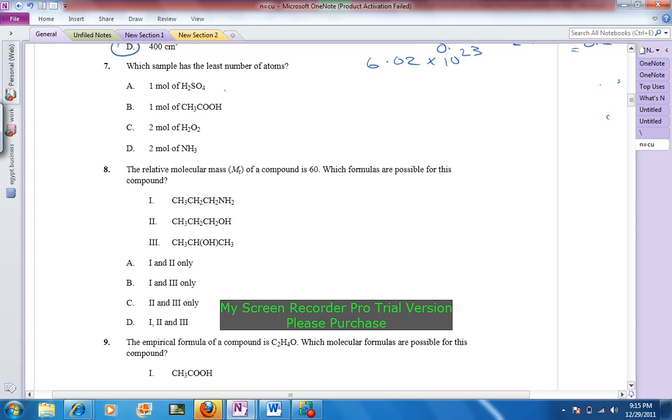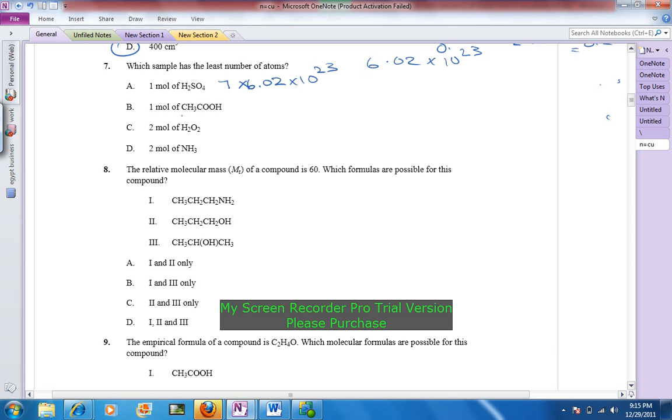What you do is you count how many atoms there are in each one of these molecules. And then you multiply by 6.02 times 10 to the power of 23. So here, there's 2 H's, 1 S, and 4 O's. So that gives you 4, 6, 7. So 7 times 6.02 times 10 to the power of 23. You don't actually have to work it out. I mean, imagine doing that with a non-calculator paper.